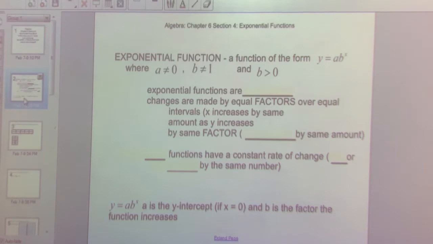An exponential function is a function in the form of y equals a b to the x power. See, exponents. A cannot be 0 because then y would be equal to 0, which is not an exponential function, it is a linear function. B cannot be 1 because 1 to any power is still 1, and you would still have a linear function. It would be a straight line, a horizontal line. And b has to be greater than 0.